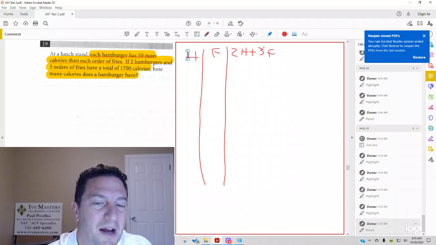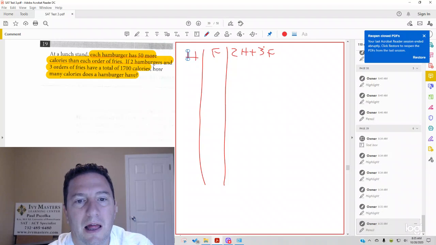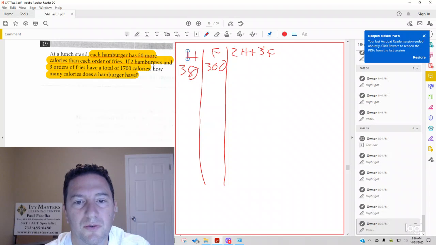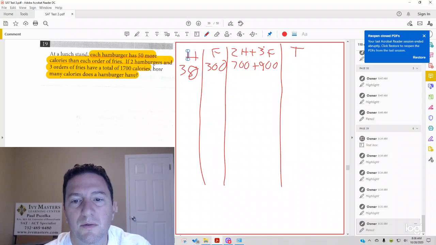You could pick about how many calories fries would have. So let's say you go with like 300. In that case, how many calories are your hamburgers going to have? Hamburgers are going to have 350. Each hamburger has 50 more calories than each order of fries. So if we had 2 hamburgers, I'll make a totals column here, that's going to be 700, and 3 orders of fries is going to be 900. And then we'd get 1,600.